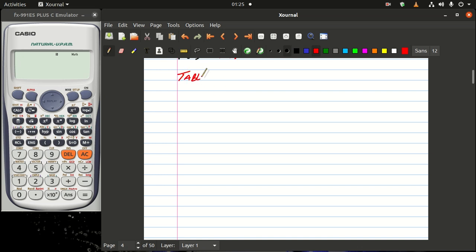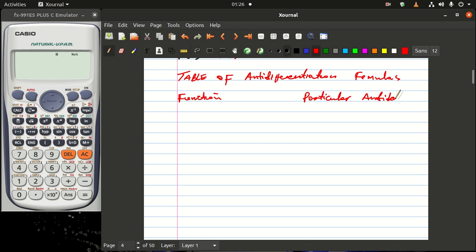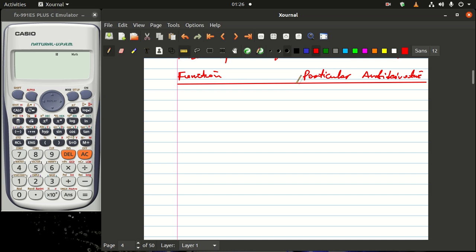So we are having this table of differentiation formulas. Of course, this side I want us to have a function, and then this side I want us to have a particular antiderivative. So we're having these two things as only those two things, and then of course we can run from here and go down.